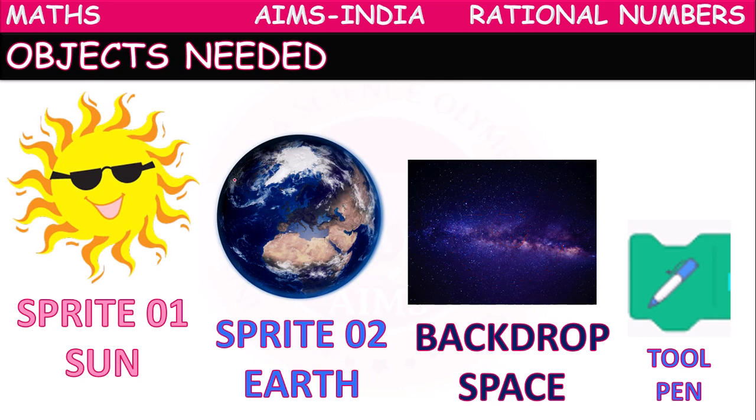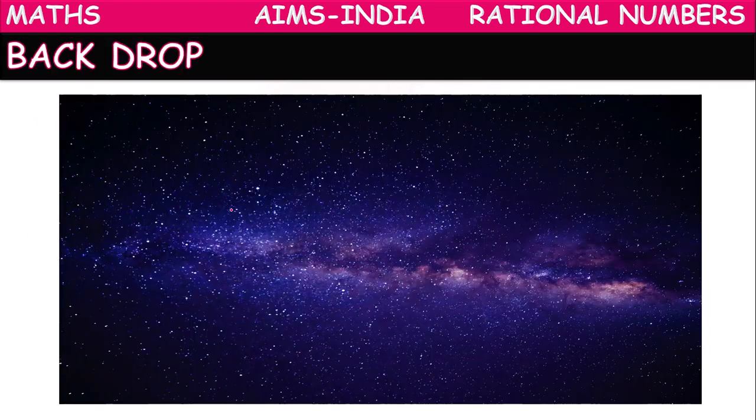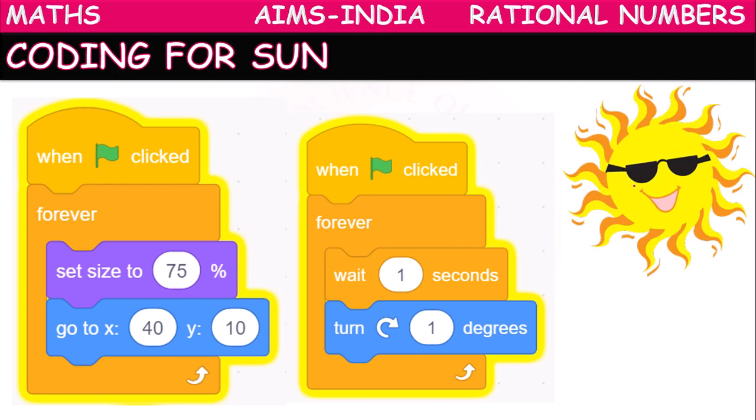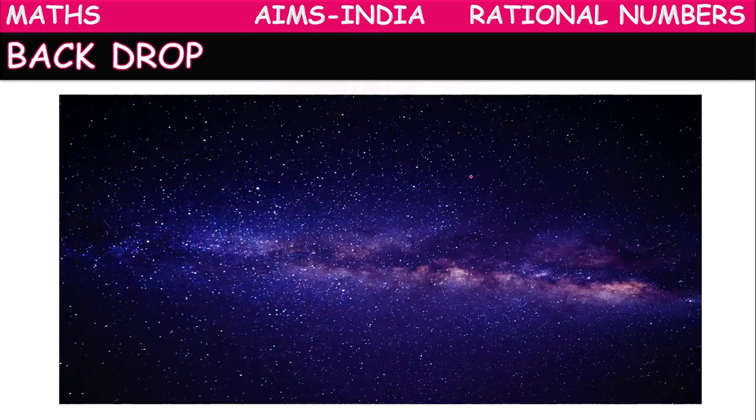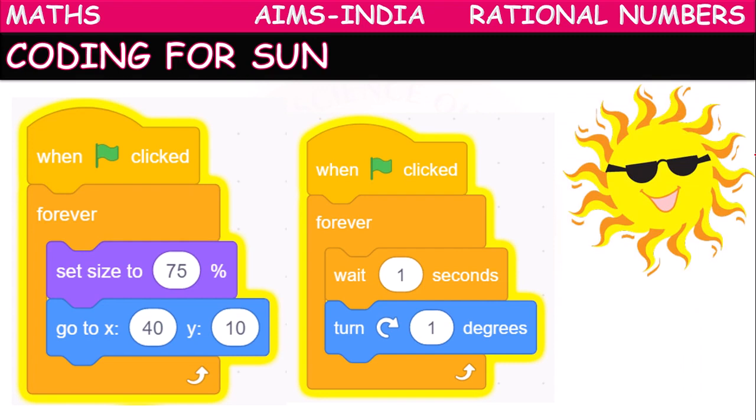Now we have to do the same thing with the help of coding and Scratch software. So for this, we have to take the backdrop first. Then next we have to take the sun on this backdrop. For the sun we have to write some coding with the help of predefined blocks available in the software.